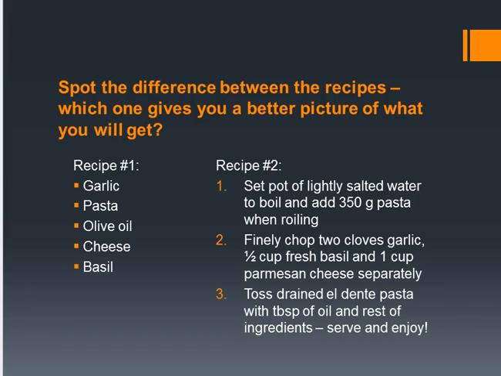Spot the differences between the following recipes and ask yourself which one gives you a better picture of what you will get. Recipe number 1: garlic, pasta, olive oil, cheese, basil. Recipe number 2: set a pot of lightly salted water to boil and add 350 grams of pasta when the water is roiling. Finally, chop 2 cloves of garlic, a half a cup of fresh basil, and 1 cup of Parmesan cheese separately. Toss drained al dente pasta with a tablespoon of olive oil and the rest of the ingredients. Serve and enjoy.